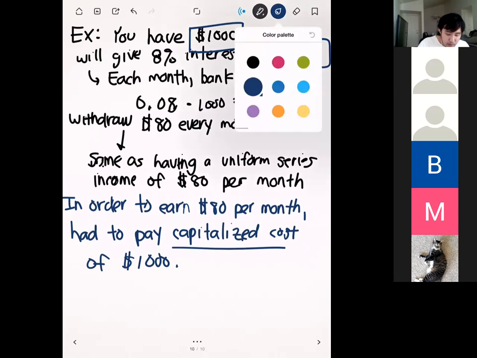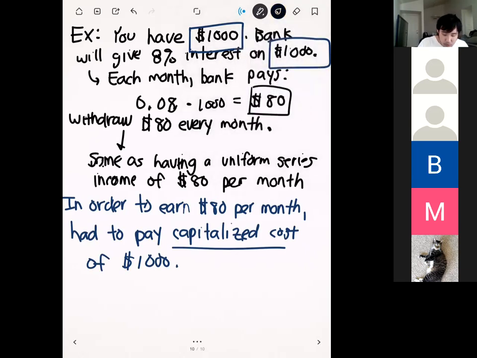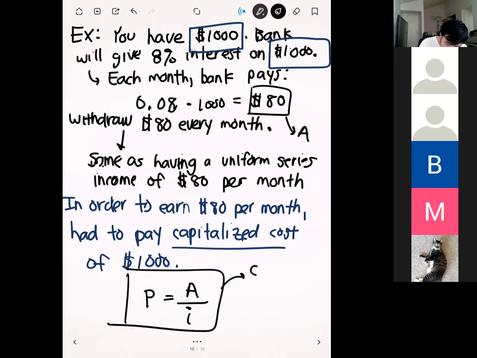And so we can come up with a formula for capitalized costs. Say that in this case we wanted to have a monthly, or a uniform, series of $80. That's going to be our A. And so the capitalized cost is simply going to be A divided by i. You take the amount of money that you want to earn each period and divide it by the interest rate, and that's going to be your capitalized cost.